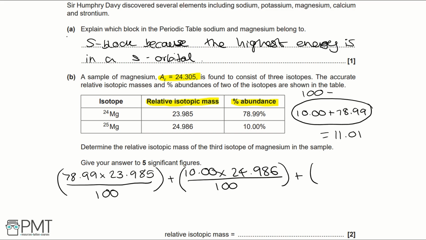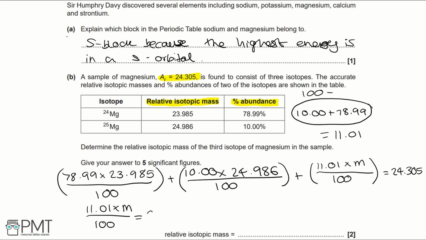11.01. So what we do in the fraction is we have 11.01 multiplied by m divided by 100, and that is going to equal 24.305. Rearranging this equation, we then get 11.01 times m divided by 100, and that would be equal to 2.860645.